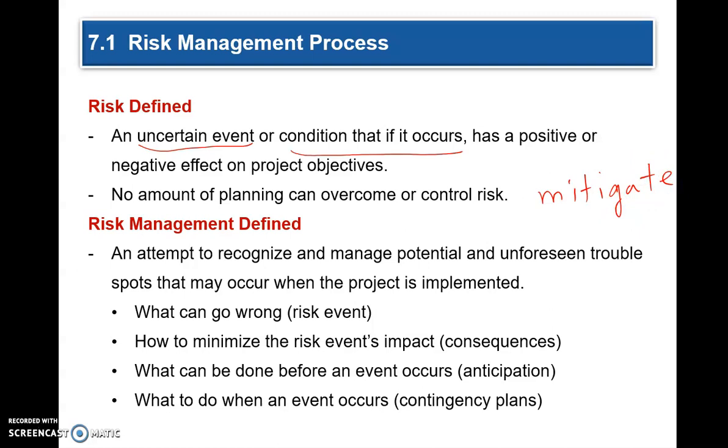So risk management is an attempt to recognize and manage potential and unforeseen risks or trouble spots that may occur when the project is implemented. A risk event is like what can go wrong. The consequences are how to minimize the risk event's impact. The anticipation is what can be done before an event occurs. The contingency plans are what to do when an event occurs.